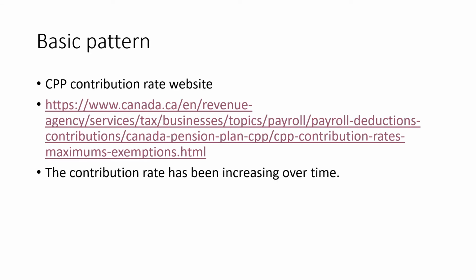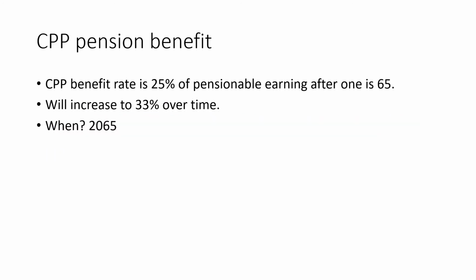For the history of the CPP contribution rate, please check the website and you can see that the contribution rate has been increasing over time. While the CPP contribution has been increasing over time, the CPP benefit rate has remained at 25% of pensionable earnings after one is 65 years old. In the future, the CPP pension benefit will increase to 33% over time, maybe by 2065.